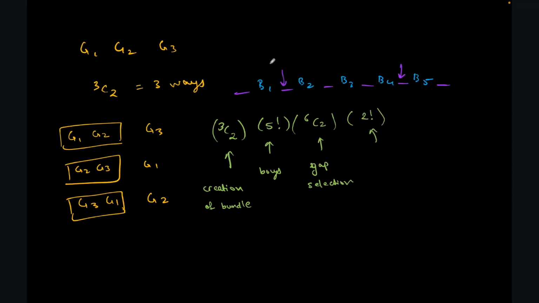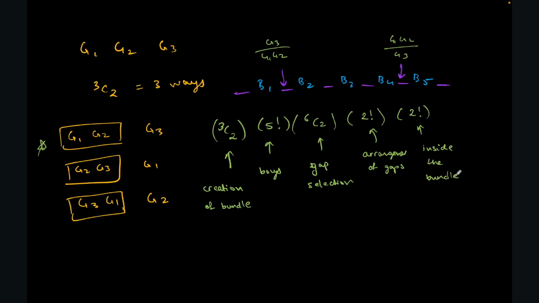Let's say I'm taking this case for example. Here we can have girl 1, girl 2, or just girl 3 alone, or we can have girl 3 first and then the bundle, that way. So this is the arrangement of the gaps. And finally we have to do the 2 factorial for inside the bundle. Okay, so this is the final answer.